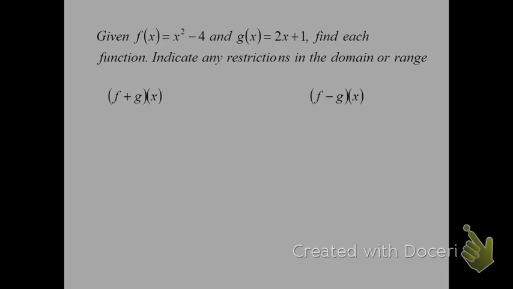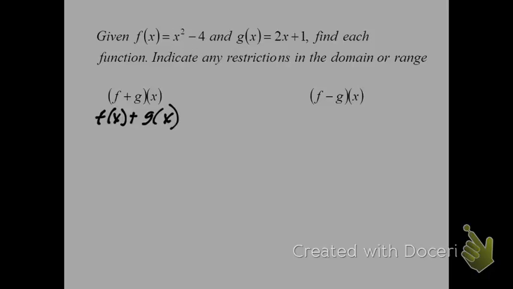Okay, so a couple of examples here. For this one, you have f of x being x squared minus 4, and g of x being 2x plus 1. Identify or find each function. Indicate any restrictions on domain or range. So basically what you do is, just to show you, you do f of x plus g of x. Remember, it's always going to look like this, but you've got to think about it like this.